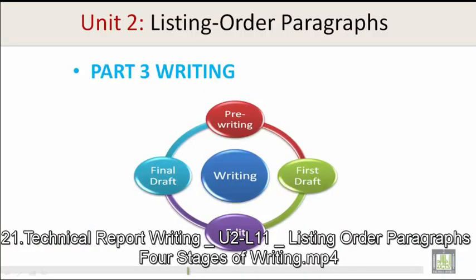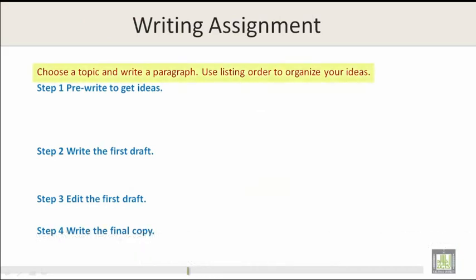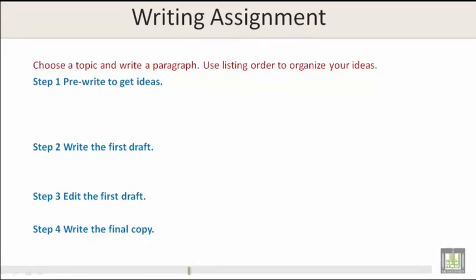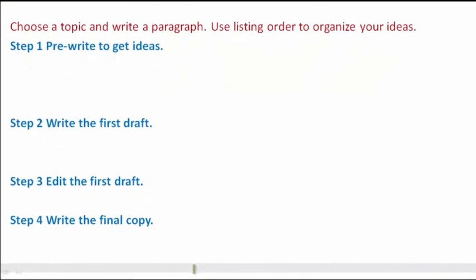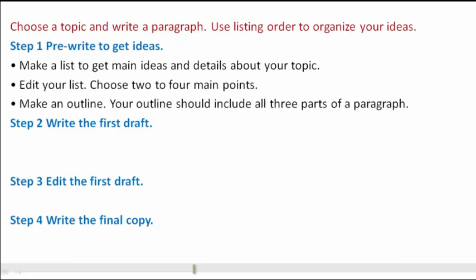Part 3. Writing. Choose a topic and write a paragraph. Use listing order to organize your ideas. Step 1. Pre-write to get ideas. Make a list to get main ideas and details about your topic. Edit your list. Choose 2 to 4 main points, and make an outline. Your outline should include all 3 parts of the paragraph: topic sentence, supporting sentences, and concluding sentence.